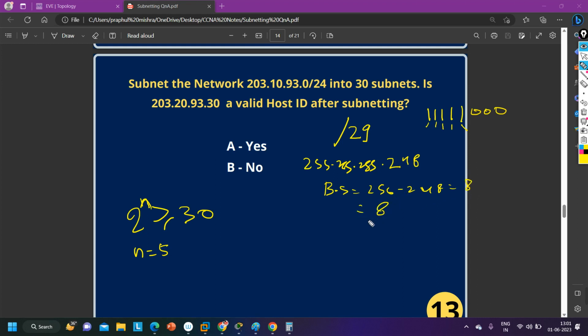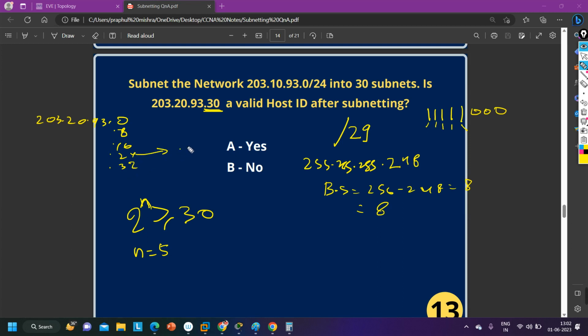If the block size is 8, is this number divisible by 8? Yes. My first network will be 203.93.0.0. After that, dot 8, dot 16, dot 24, dot 32. Yes, 32.